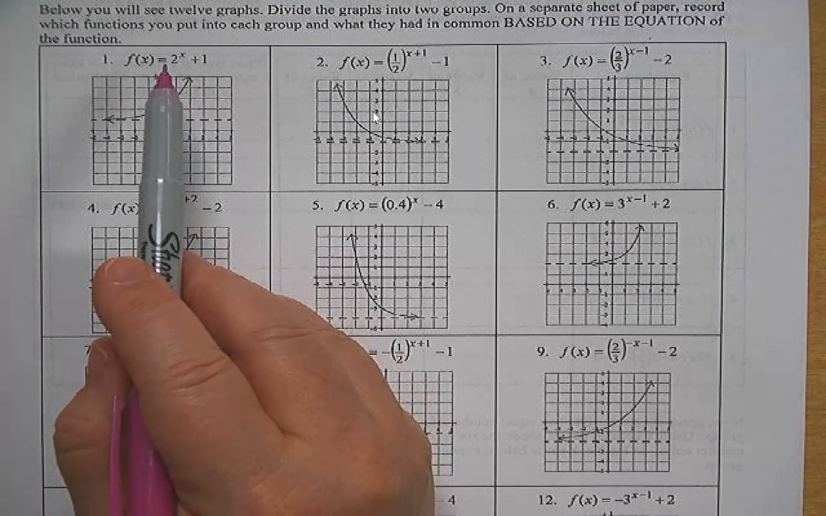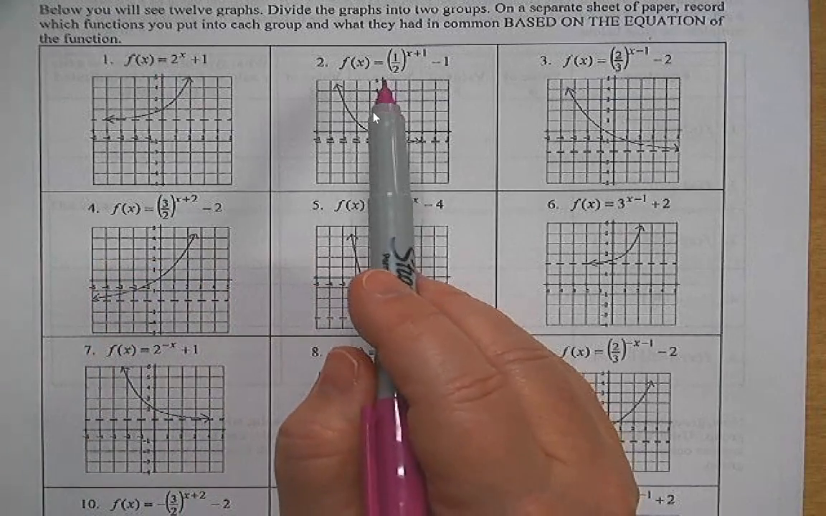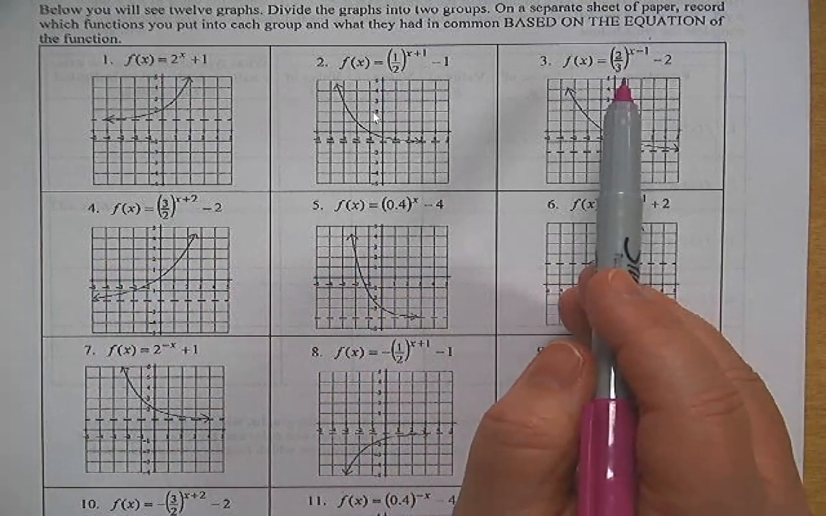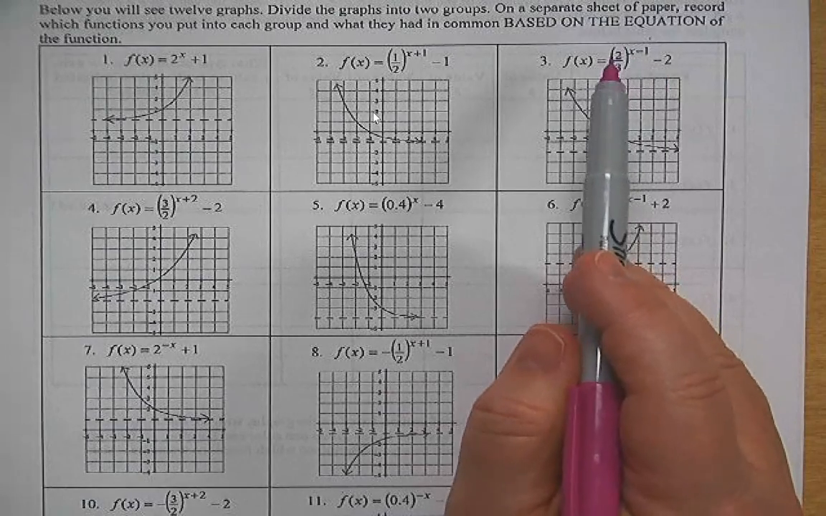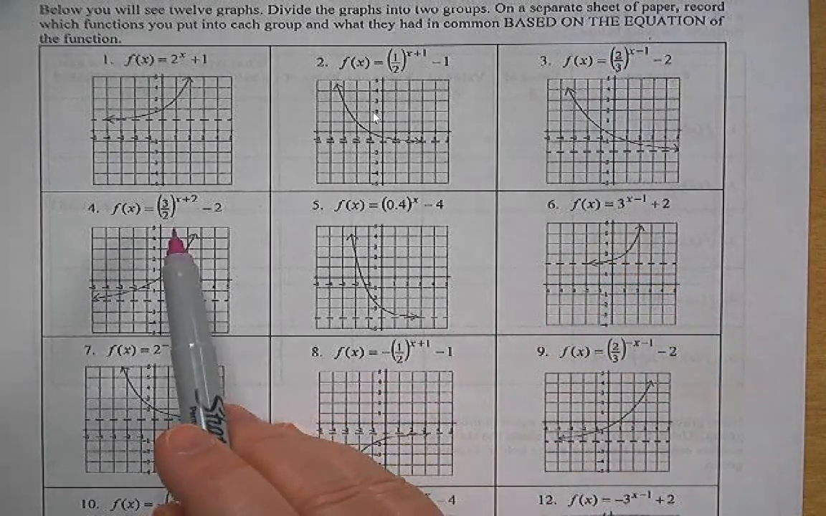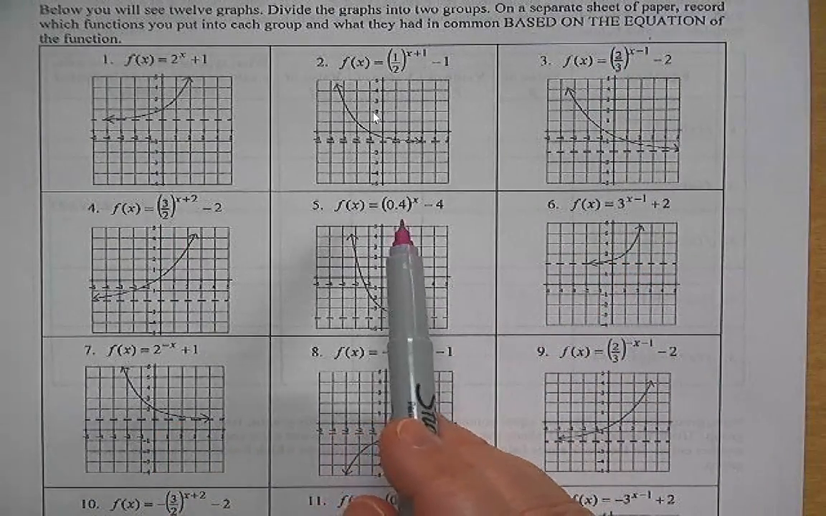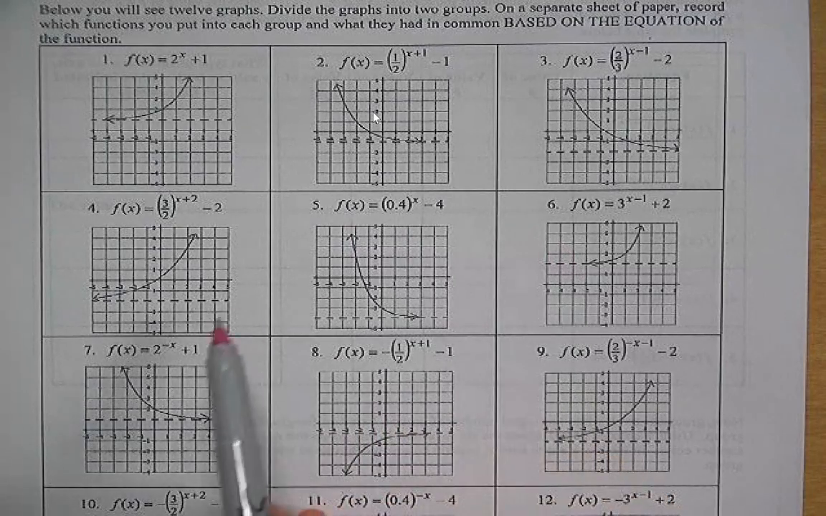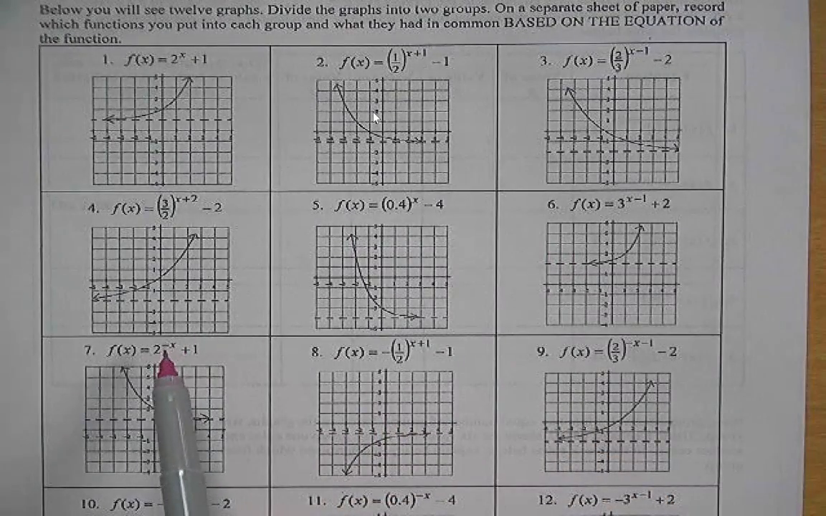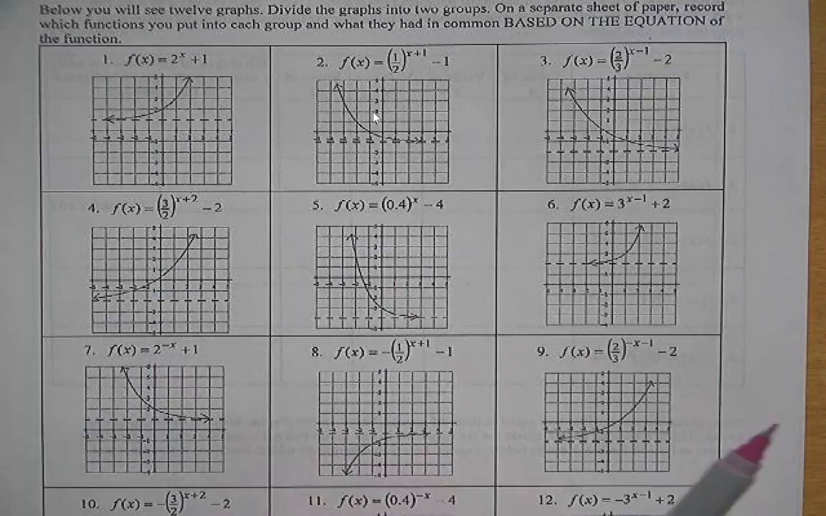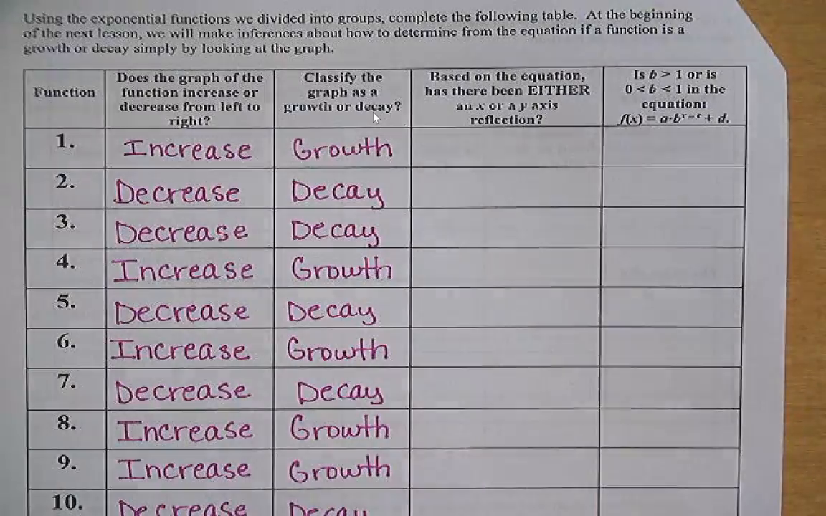So number 1, we don't see anything. Number 2, number 3, there is some negatives, but not in the places I'm looking. Number 4, number 5, number 6. Number 7 is the first time I see a negative sign either in front or with the x. So for the first 6, I'm just going to say none.